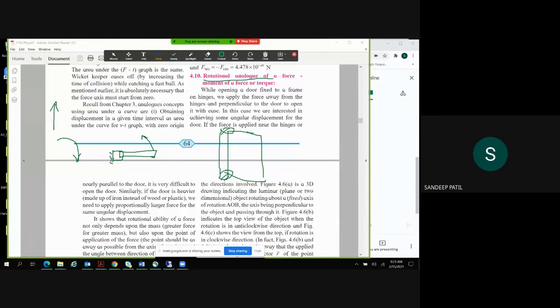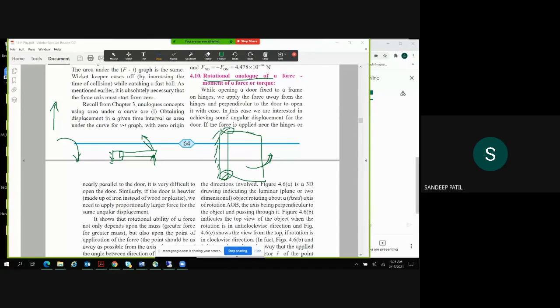And we can open this way. So what happens? We apply force away from the hinges. So these are the hinges and we apply force. This is the top view we can see. So from the hinges, it opens, right? And we apply the force perpendicular to the door, right? We apply force in this direction and it opens.